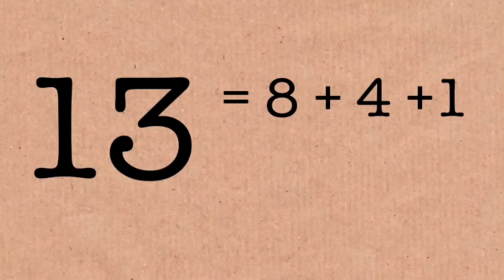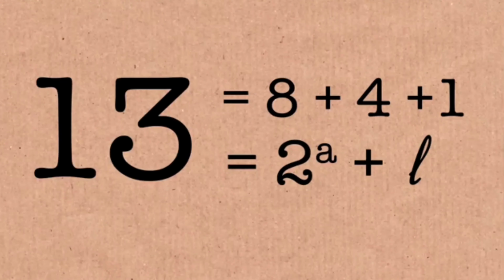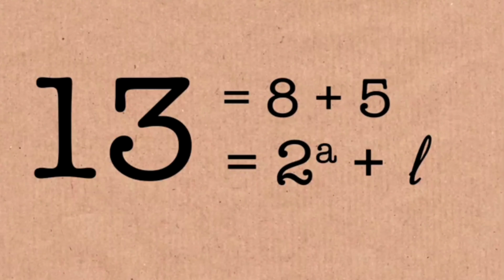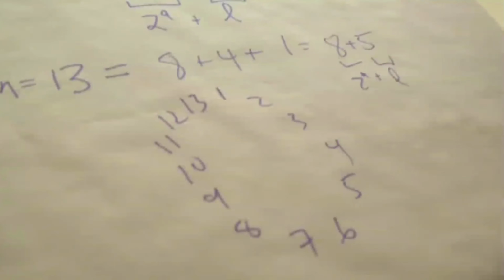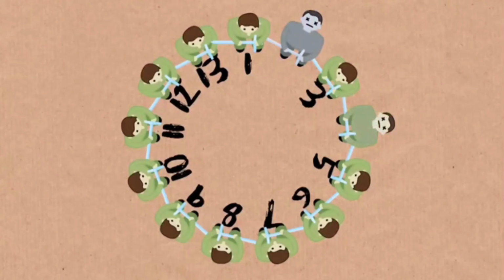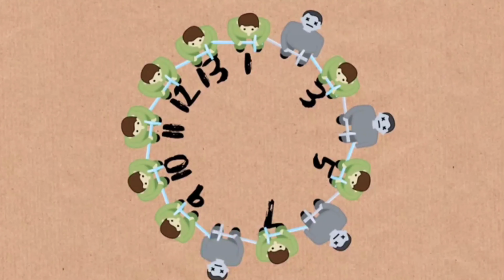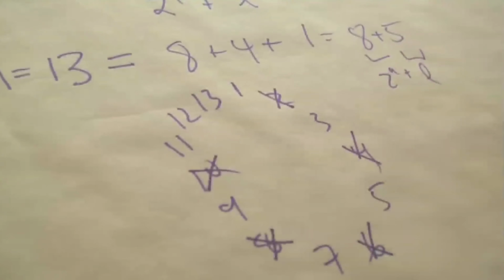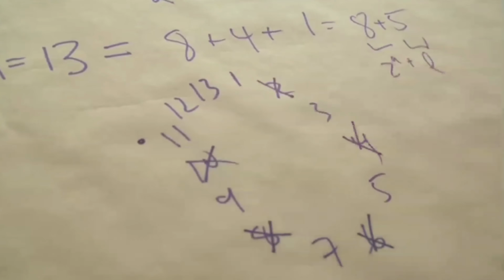N is 13. This is the binary expansion, but using our new method, the 8 will be the 2 to the a, and the 5, which is the 4 plus 1, that'll be the L. And here's the thing that's going to happen with the L. I'm going to do 5 steps. So 1 kills 2. 3 kills 4, 5 kills 6, 7 kills 8, 9 kills 10. So now I've dropped L people, and it's number 11's turn.